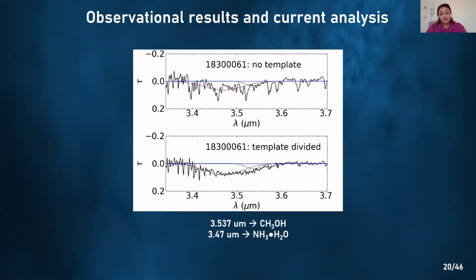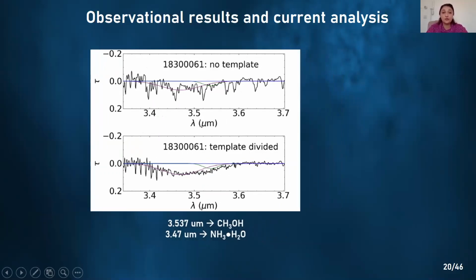I'll first show the results of the photospheric line correction. Using template spectra of unreddened stars, I was able to subtract out the photospheric line contamination in the region where the methanol signature is probed. The problem is that there's an ammonia hydrate feature right next to the methanol feature in many of my data. That's something that we're still trying to resolve.